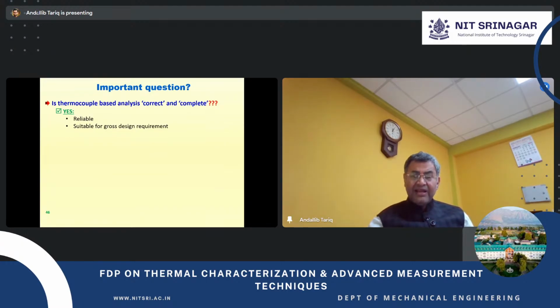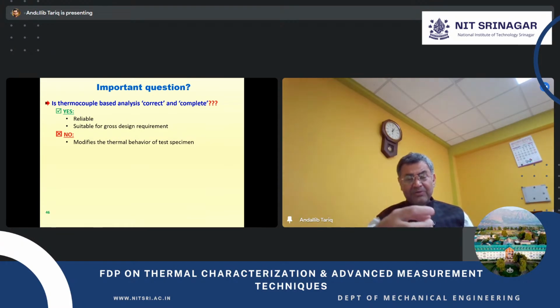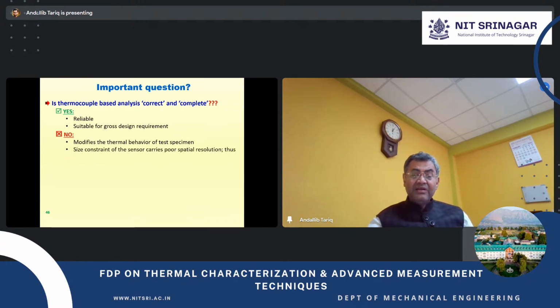Yes, it is reliable. It is suitable for gross design. But as far as the limitation is concerned, it modifies the thermal behavior of the system, especially when we are doing the experiment at very high temperature. At extremely high temperature, a lot of heat will be carried away by the thermocouples. It will modify the thermal behavior, especially at the interface, so it may not be very appropriate.